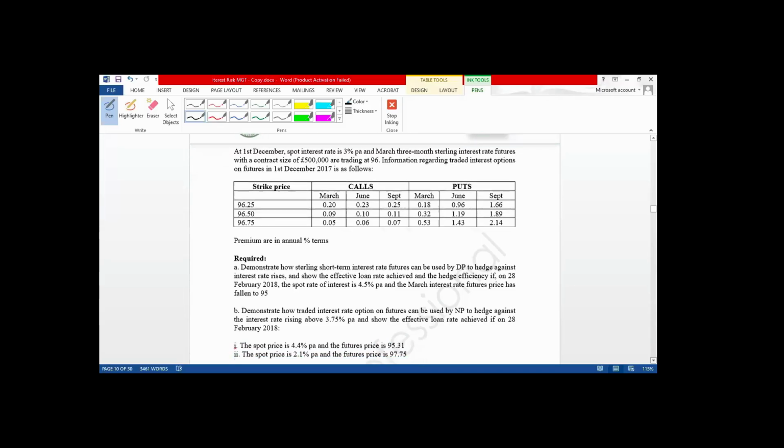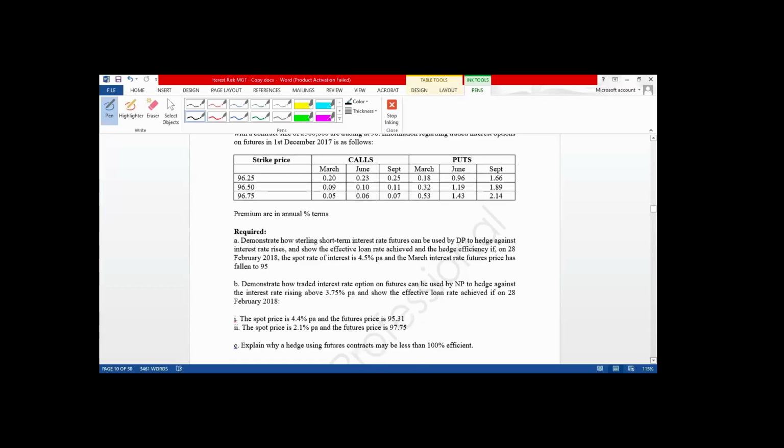Requirement A. Demonstrate how sterling short-term interest rate futures can be used by Dominion PSC to hedge against interest rate rises, and show the effective loan rate achieved and the hedge efficiency if on 28 February 2018 the spot rate of interest is 4.5% per annum, and March interest rate futures has fallen to 95.